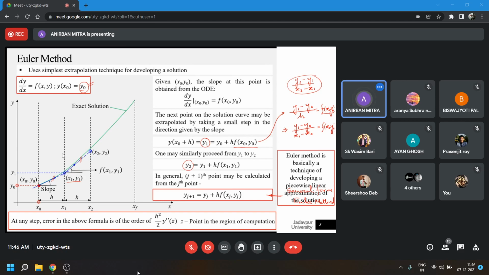We have to consider, of course, what kind of error is present. I have already mentioned that error is inherent in these numerical solutions, and the error in the formula given here for the general form of the Euler method is of the order of h square. You can see that the error is basically h square by 2 multiplied by y double dashed z, where z is any arbitrary point in the region of computation, that means within x0 to xf.